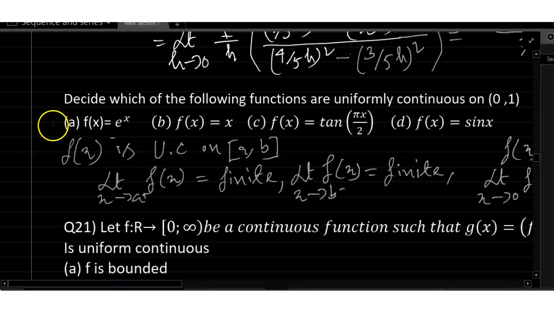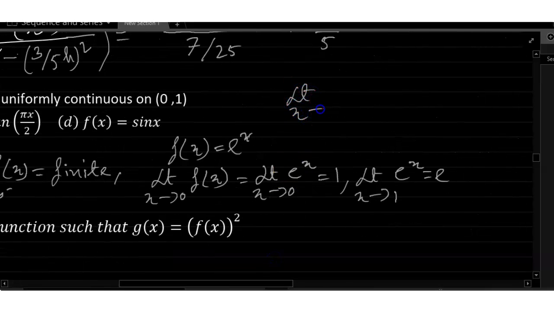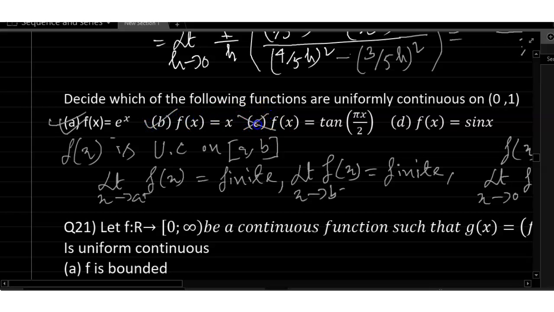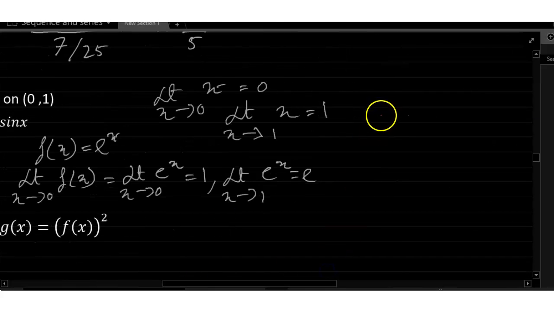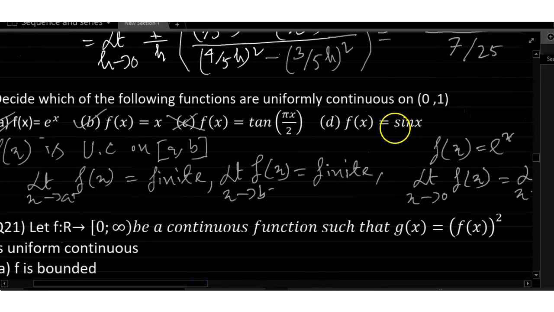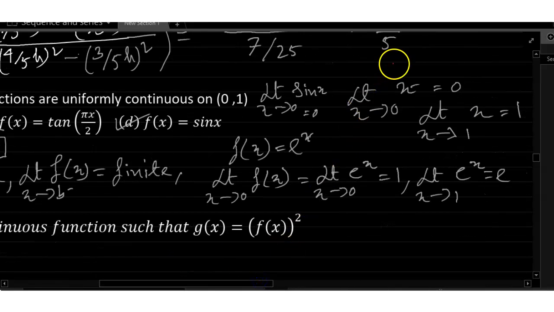So friends, we see that this portion is uniformly continuous, and after that if we check part b, limit x tends to 0, x equals 0, and limit x tends to 1, x is equal to 1, we get a finite value. So it is also UC, but this portion is not UC because limit x tends to 0 of tan(pi x by 2) is 0, while limit x tends to 1 gives tan(pi by 2), which is infinity. So that it is not UC, but this portion is UC because sine 1 and sine 0 are finite. Limit x tends to 0, sine 0 equals 0, and limit x tends to 1, sine 1. That is this concept.